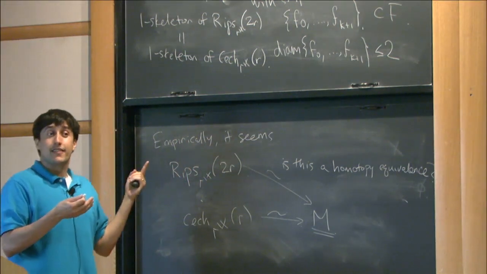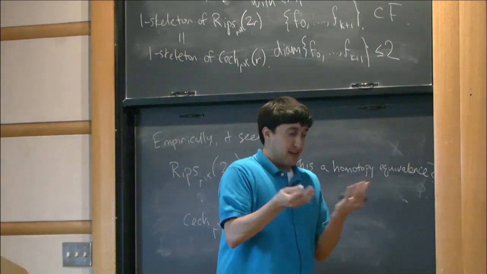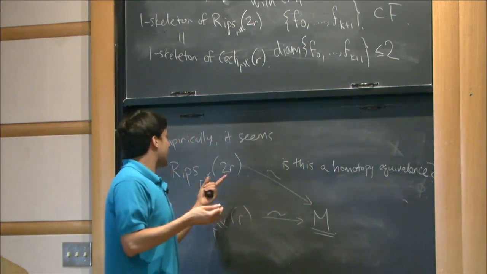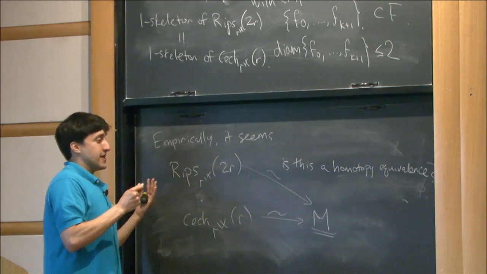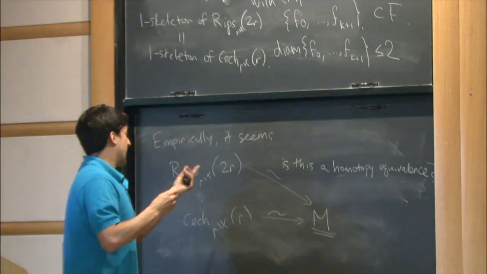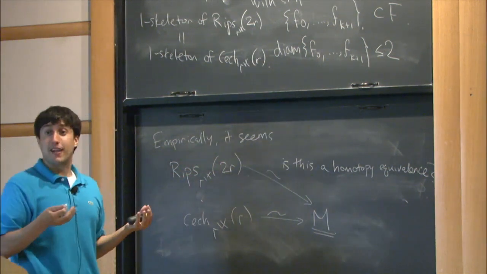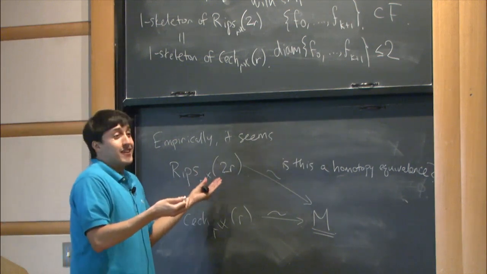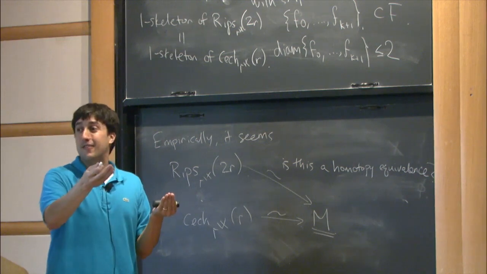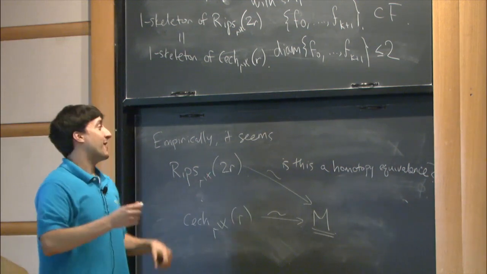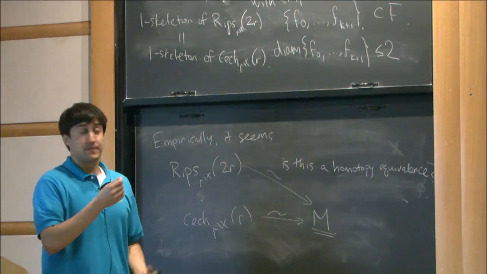Rips complex. Namely, we computed in lots of different examples the homology of the chain complex that arises from the fact that this is a simplicial complex, and when you compute its homology, it seems to always satisfy Poincare duality. It always has a fundamental class, which I think is very suggestive.